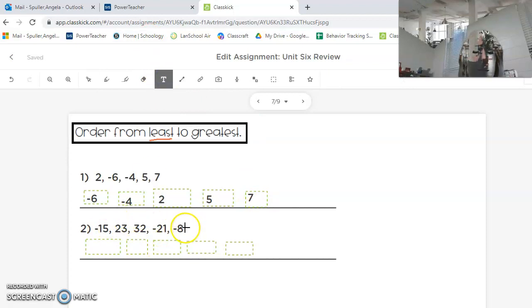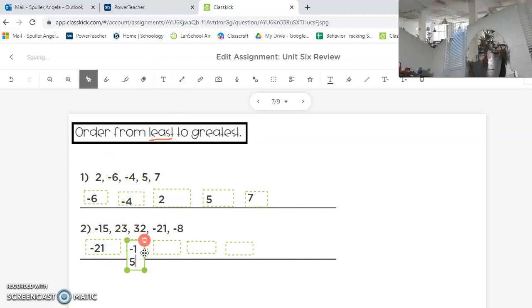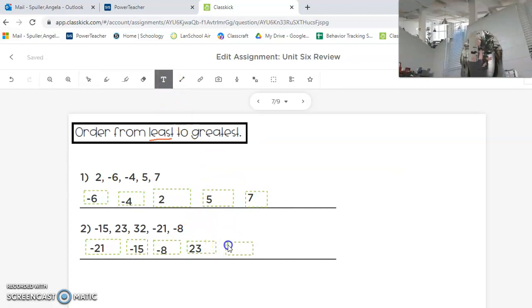Okay, let's go down here. We have 3 negatives. 21 means I owe the most, so I'm going to put negative 21 first because I don't have that much. Then I'm going to say negative 15, because I owe more than if I have negative 8, so I have less in my pocket. Negative 8 would be next. And then we have 23 and 32. Well, we know 23 is less than 32. Great job.